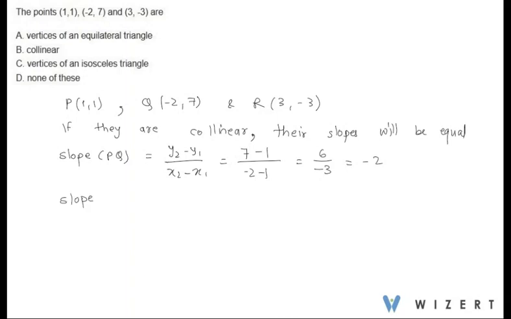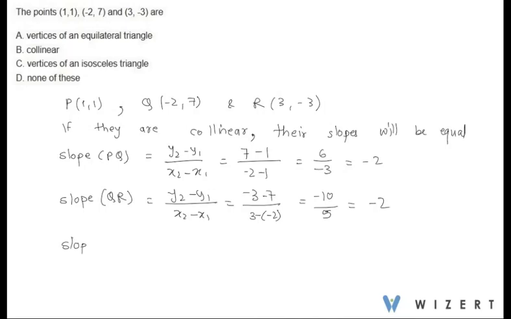Slope of QR is equal to, again, (y2 minus y1) upon (x2 minus x1), which is equal to (-3 minus 7) upon (3 minus (-2)), which is 3 plus 2. So we get -10 upon 5, so that is again -2.